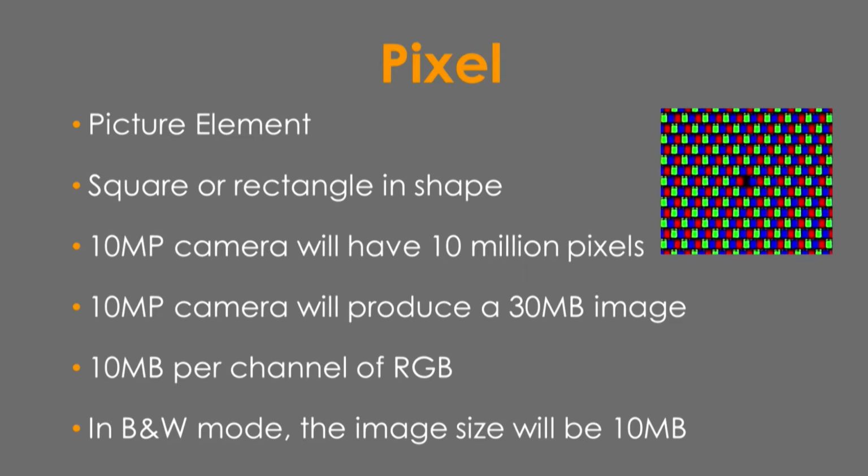The 30 MB consists of 3 channels, red, green and blue, where you have 10 MB in each channel. Now, if you convert this color image to a black and white image, you will have only 10 MB.